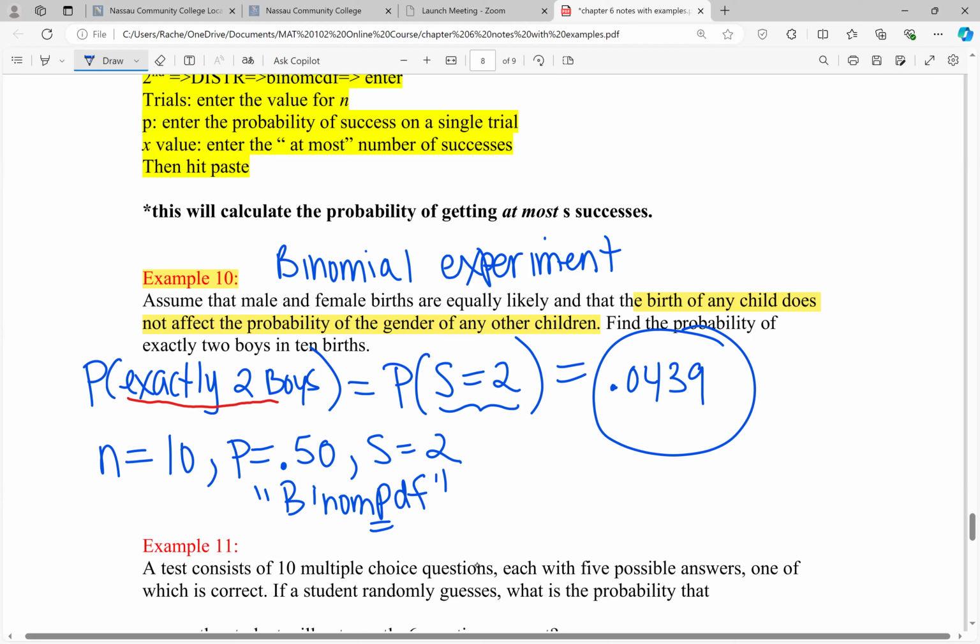So if we were to examine 10 births, the probability that there's going to be exactly 2 boys out of those 10 births is about 0.0439, or about 4%, a little more than 4%, about 4.39%. So I'm going to stop this lecture here. And we have 2 more examples. We have example 11 and example 12, and I'll do those in the last lecture for this chapter.